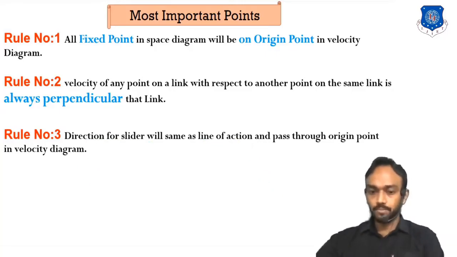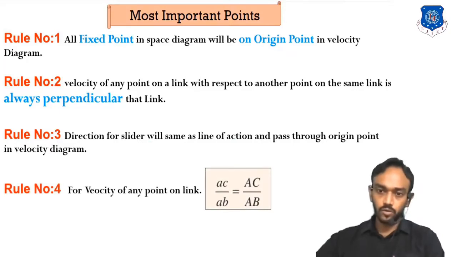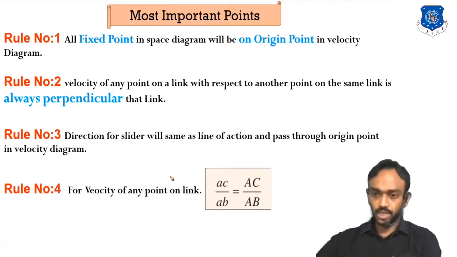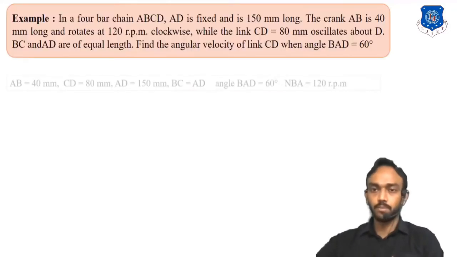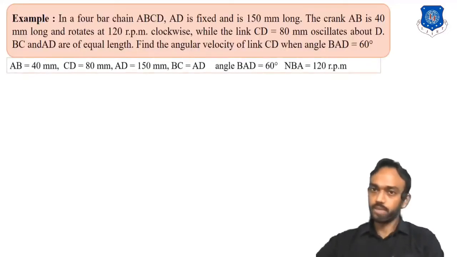Okay, and after that, last and fourth rule is the velocity of any point on a link. If on a link you want to find the velocity of any point, you have to take this ratio between the space diagram and velocity diagram. Okay, let's start the first example of velocity in mechanism.